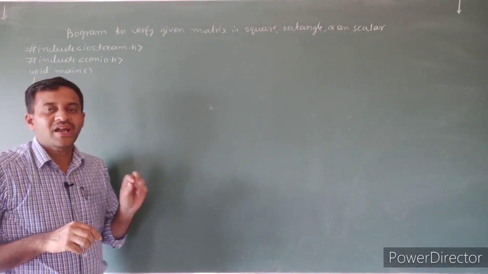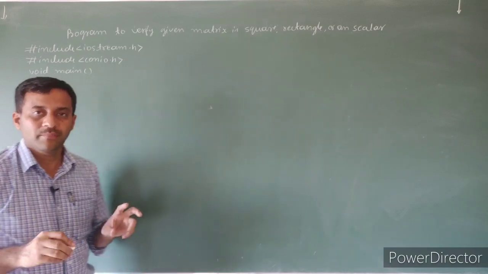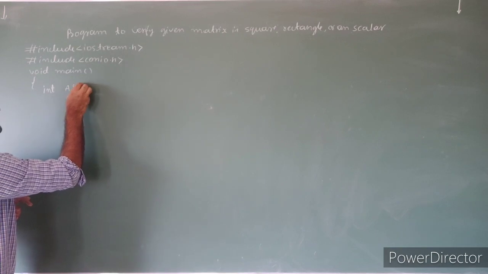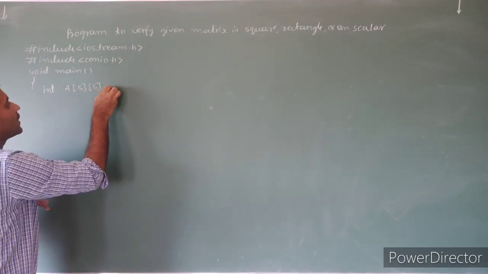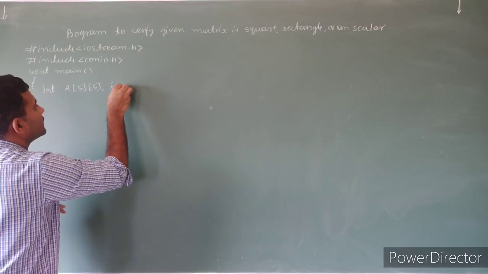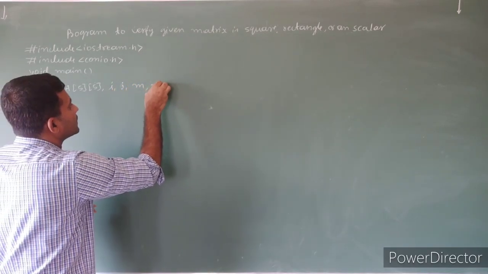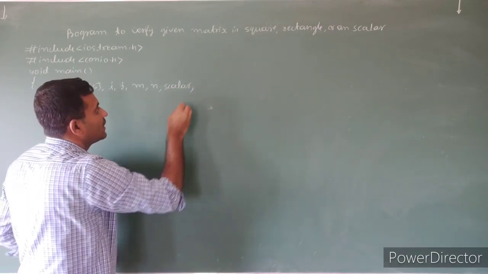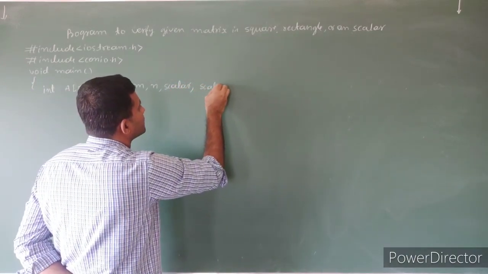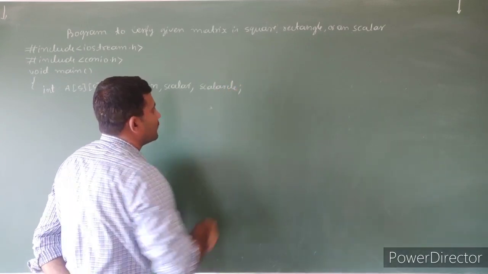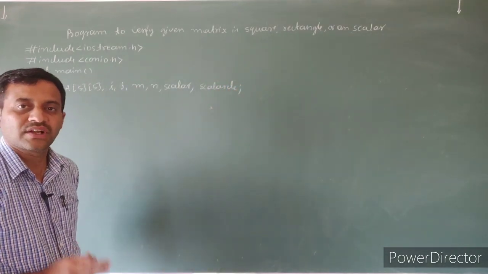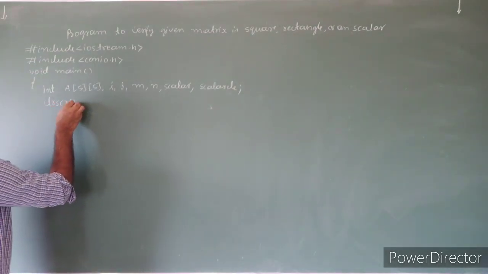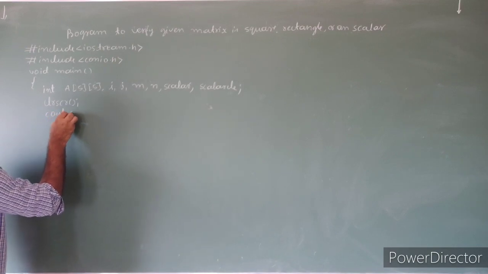There is a given matrix, not matrices. There is only one matrix, hence declare a matrix, int a of 5, 5. Since it is a single matrix, the index values are i and j, and the order is m cross n. It needs scalar, a temporary variable, and another one, scalar element. These are the two temporary variables required for this program. clrscr to clear the screen. First read the order of the matrix.